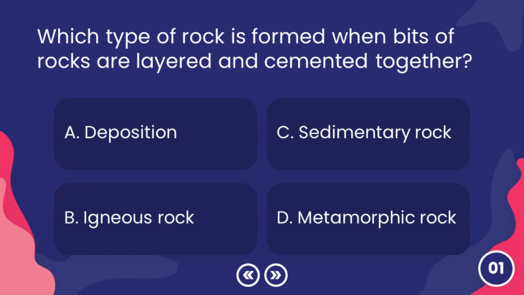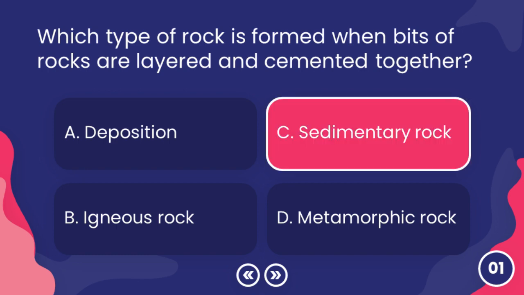Before we proceed with our lesson, answer the following questions. Question number 1. Which type of rock is formed when bits of rocks are layered and cemented together? A. Deposition. B. Igneous rocks. C. Sedimentary rock. D. Metamorphic rock. What is your answer? Very good. The correct answer is sedimentary rock.